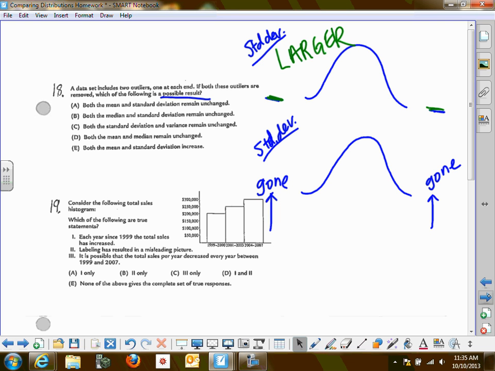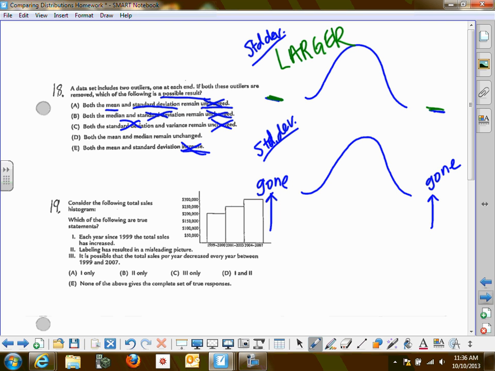So now let's go through these choices. Here we go. Both the mean and the standard deviation will remain unchanged. That is not going to happen. The standard deviation will definitely get smaller. So therefore, B is also not possible. C is also not true because the standard deviation definitely gets smaller. How about E? Both the mean and the standard deviation increase. Is that true? No. The standard deviation gets smaller.